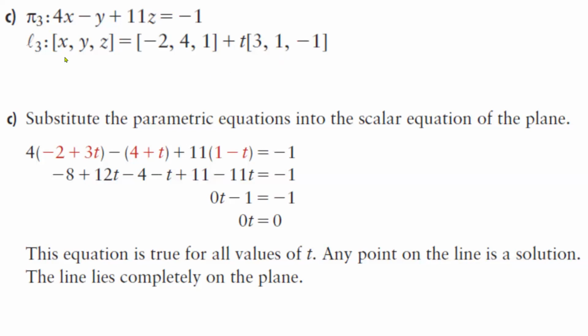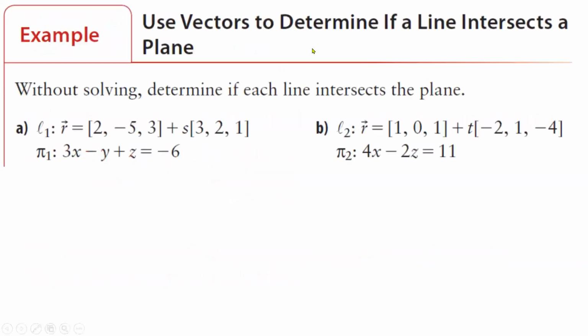All right, if you don't have any question, let's consider another example. Without solving, determine whether each line intersects the plane or not. First pair: L1 is given by this vector equation, (2, -5, 3) plus s times (3, 2, 1), and the plane pi1 is given by the scalar equation 3x minus y plus z equals -6. In question B, the line is given by the vector r equals (1, 0, 1) plus t times (-2, 1, -4), and the plane pi2 is given by the scalar equation 4x minus 2z equals 11.